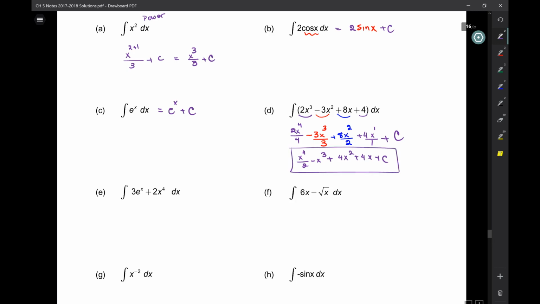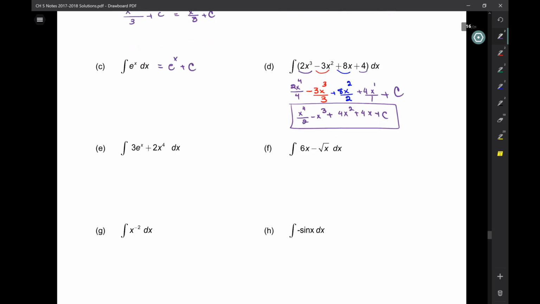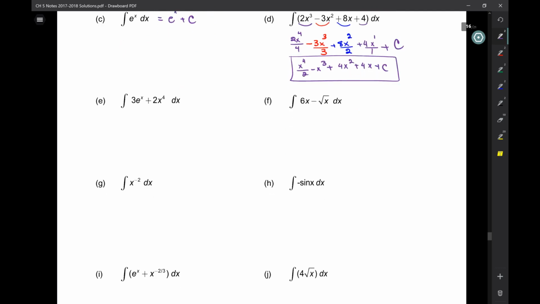Now, if you wanted a way to check your work, what would you do? Find the derivative and you should get the same thing back. And what will happen to the c? It'll go away, right? Because that's a constant and the derivative of the c is just 0. Okay? So here we're going to get 2x cubed minus 3x squared plus 8x plus 4. That's it, plus 4. Okay? It's reverse. It's an antiderivative.